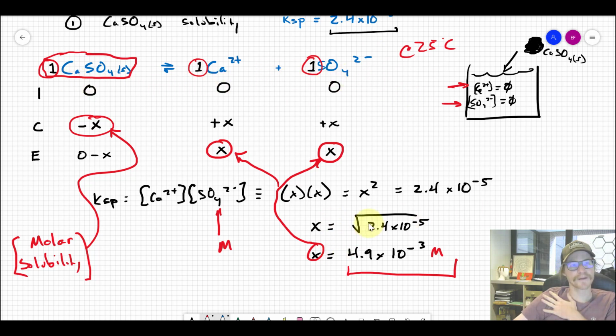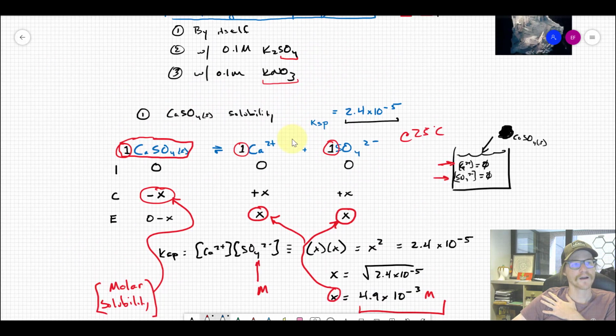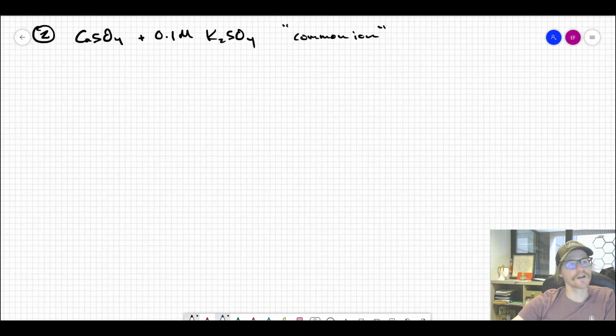Okay, so that's the big picture for solubility for this example 1, where we're considering just the solubility of a solid by itself. So let's move to example 2, which is the solubility of this same thing, but let's compare it when we have a common ion. So I'm just going to put up here by itself, we got a molar solubility value of 4.9 times 10 to the minus 3 molar. And then we'll compare that after we do the common ion. Okay, so second scenario, we've got calcium sulfate, but we've also got some potassium sulfate.